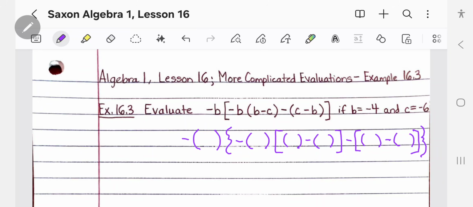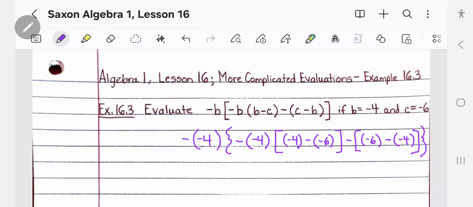Okay, now I'm going to go back in and put a -4 everywhere I see a B. And I'm going to put a -6 where I see a C. So let's see, here's a B, -4. This is -4. This would be a -6. This would be a -6. And this would be a -4.